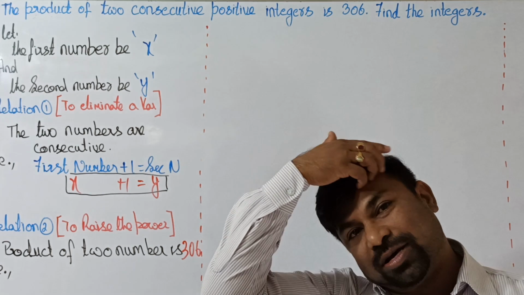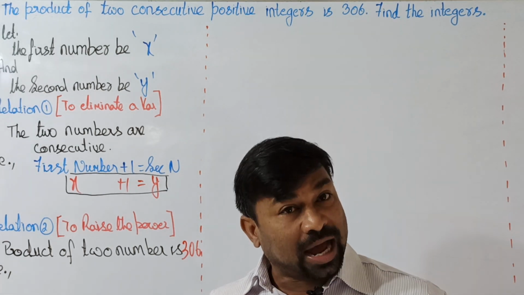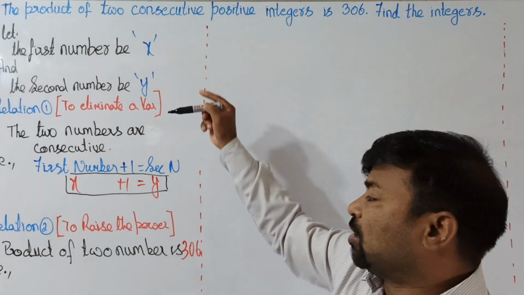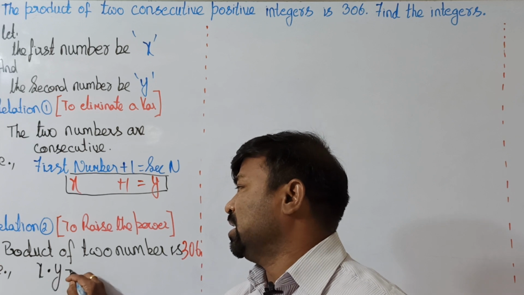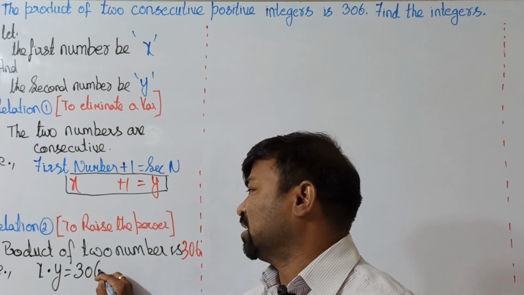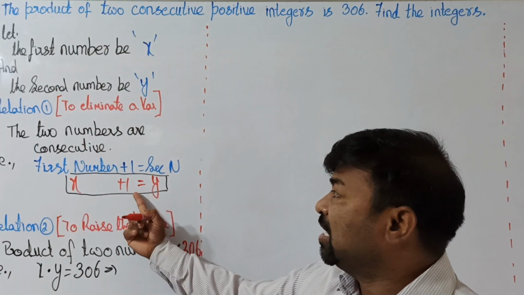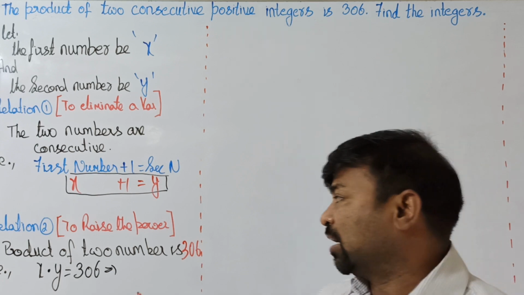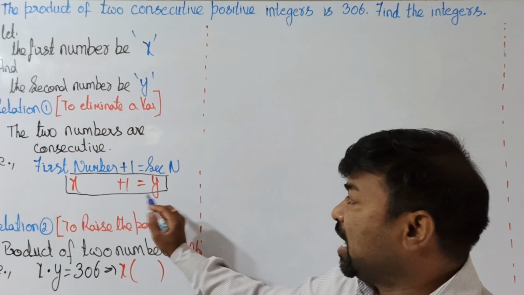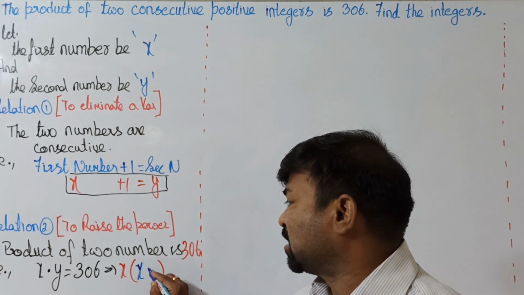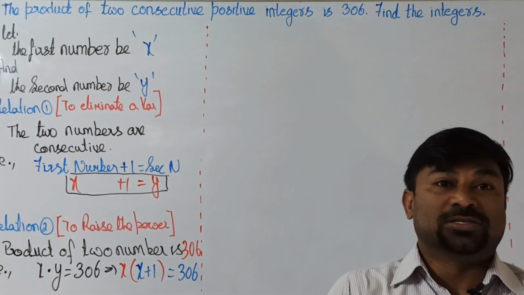So what are the two numbers? And product means, as I said, it's nothing but times. So x times y equals 306. This is what we have been given. But in the place of y, let's replace it with x plus 1. That is x into (x plus 1) equals 306.